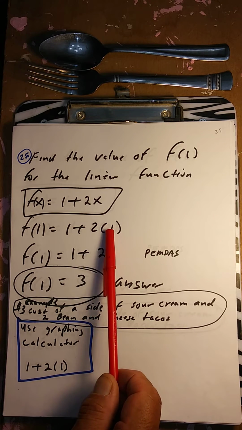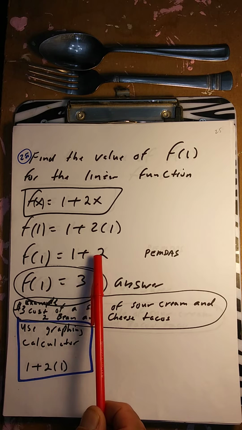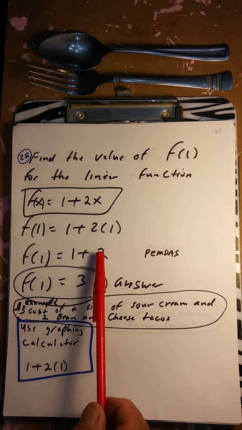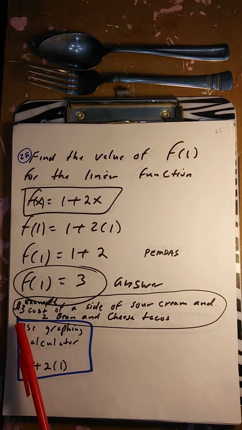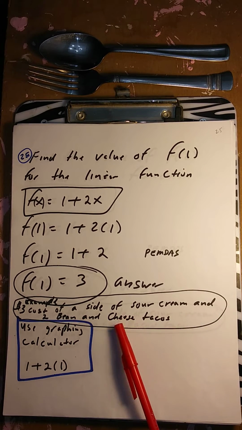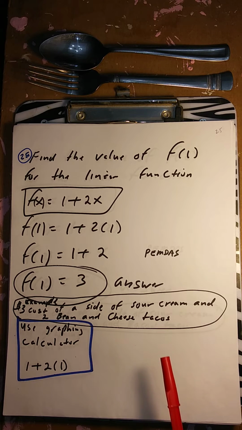So 2 times 1 is 2, and then you're going to add the 1. 1 plus 2 is a 3. Okay, $3, for example, the cost of a side of sour cream and 2 bean and cheese tacos, maybe.